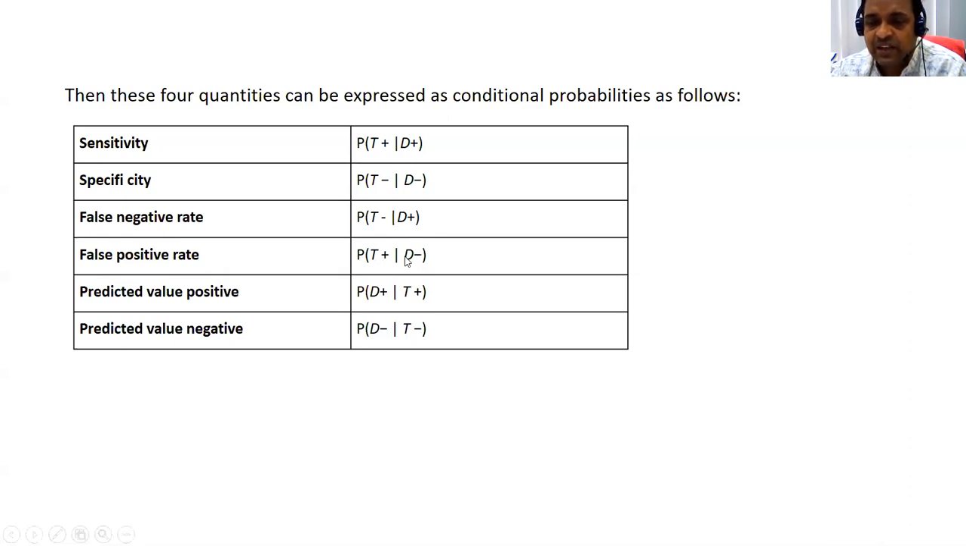So this is the false positive. And we learned predictive value positive, that is the probability that somebody actually has the disease, given that the test result is also positive. And predictive value negative is the probability that somebody does not have the disease, is free of disease, given that the test also gives a negative result. So this is the terminology we learned before.